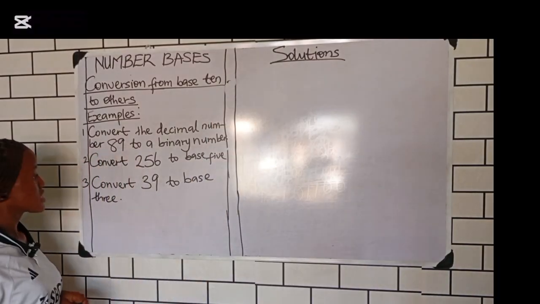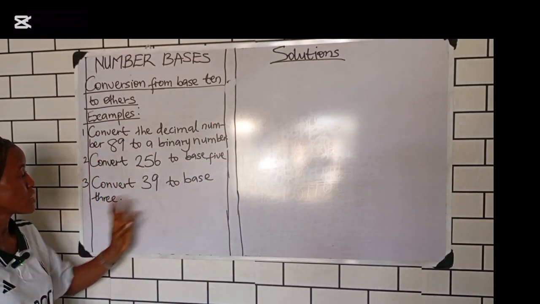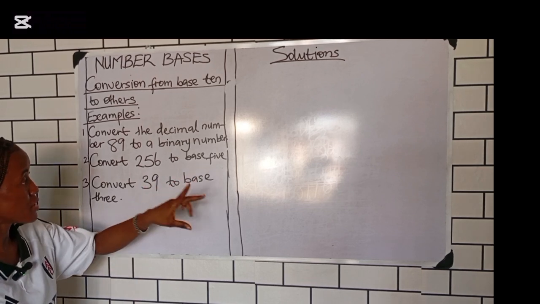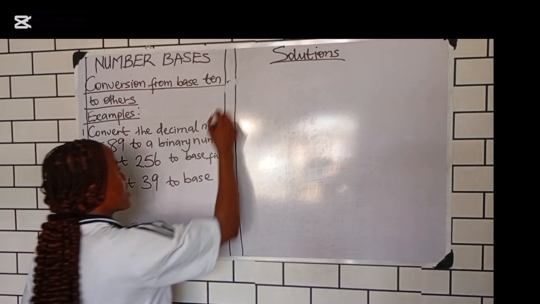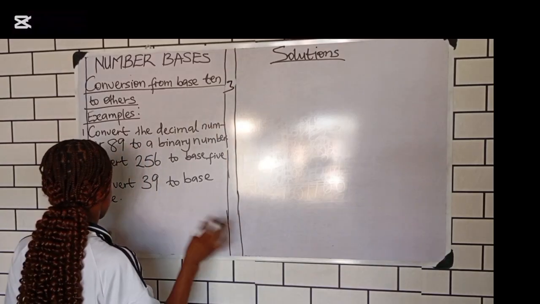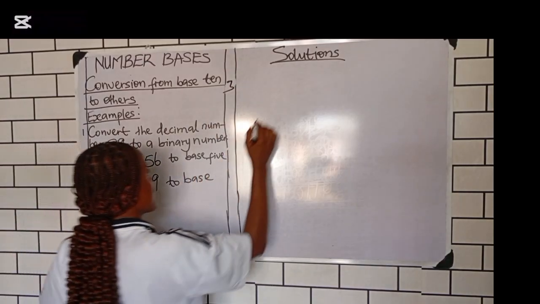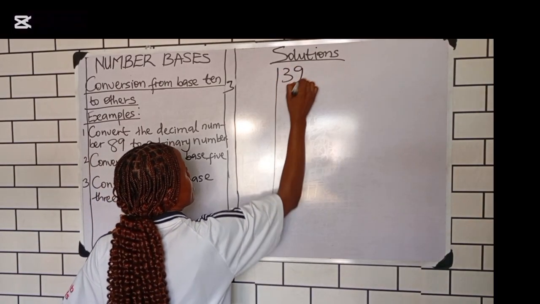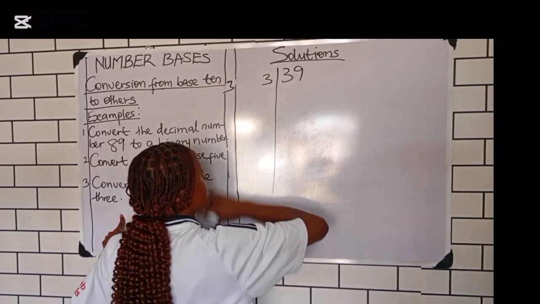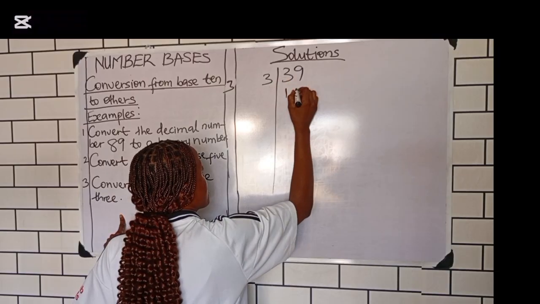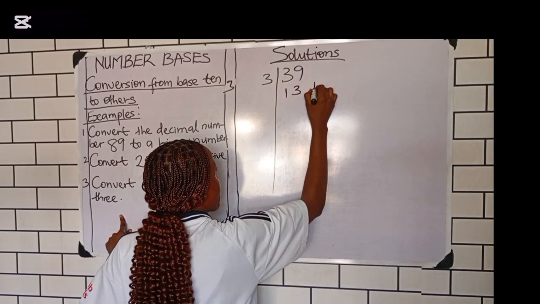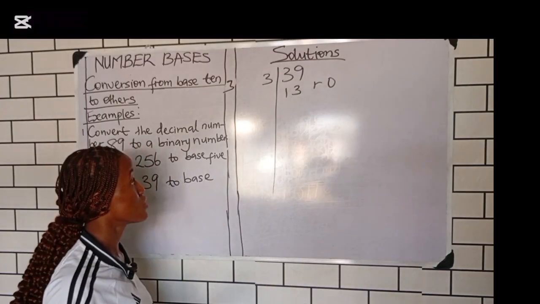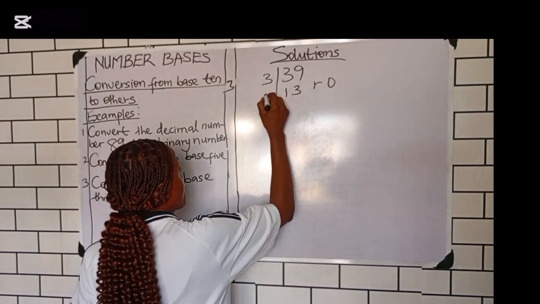In question number 3, they say we should convert 39 to base 3. Here we'll be dividing by 3, no longer 5, neither 2, because they are asking us to convert it to base 3. Draw your vertical line, have your 39, you have your 3 here. 3 divide 3 gives us 1. 3 divide 9 gives us 3, remainder 0. Once there's no remainder, the remainder is always 0.